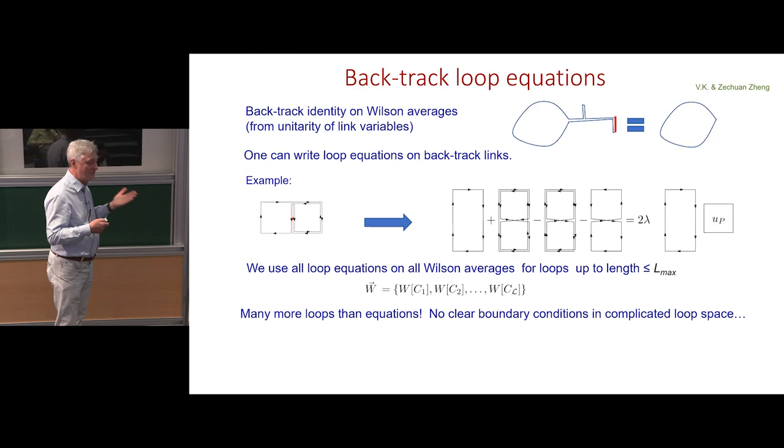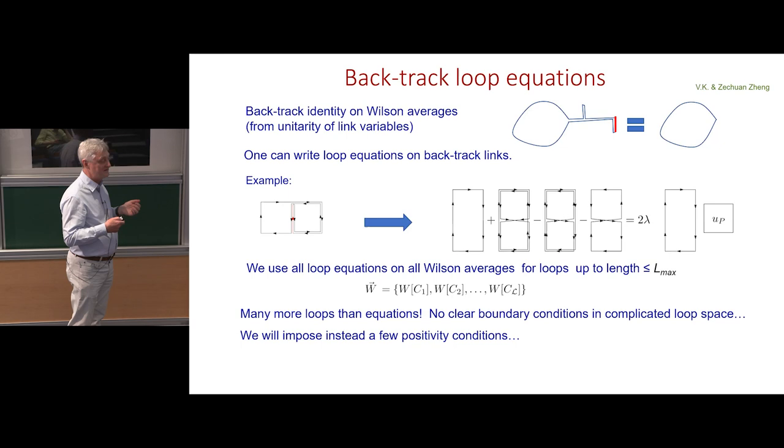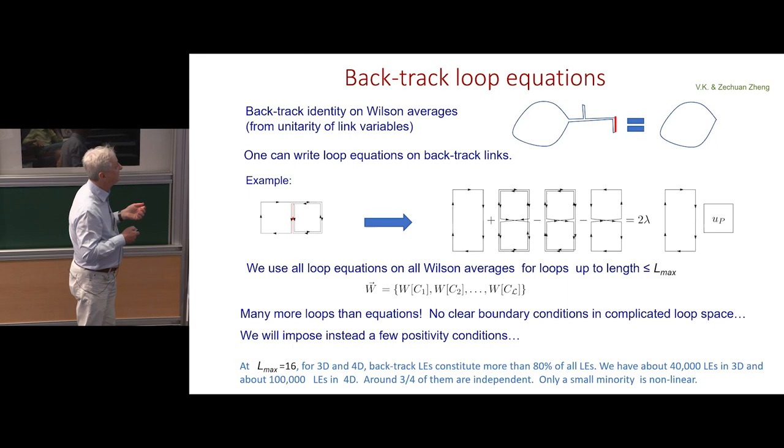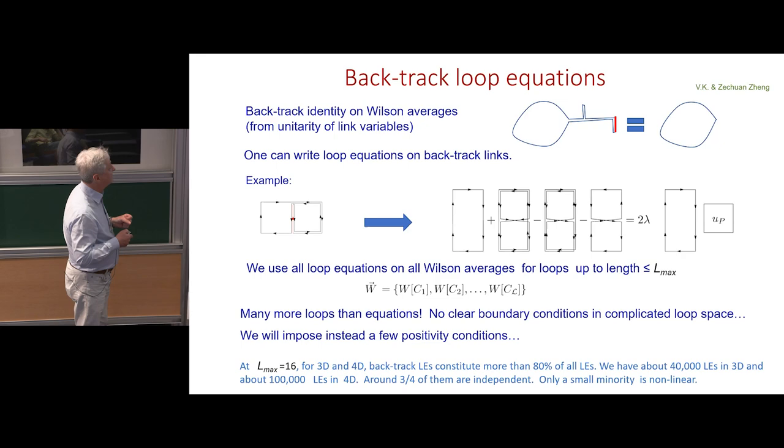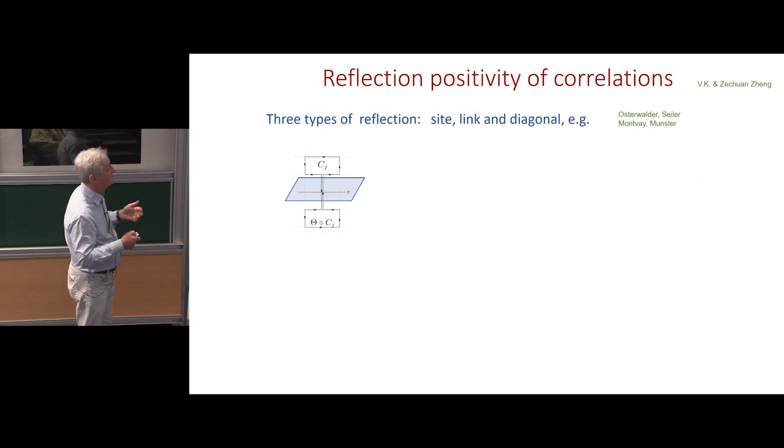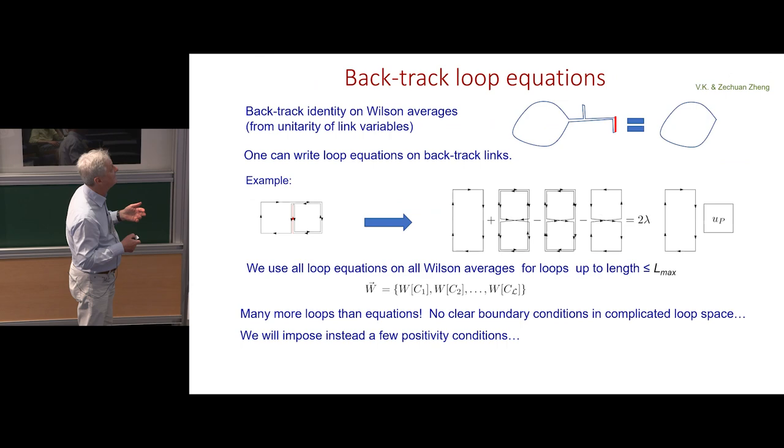complete the information. And we impose instead a few positivity conditions in the spirit of what I explained in the matrix model, but there will be details which I will explain in the following. So just to give you some idea of the scale of the problem, for our best result at Lmax equals 16, for 3D and 4D, the backtrack loop equations constitute more than 80% of all loop equations, so there is an enormous amount. It's a very important additional information.